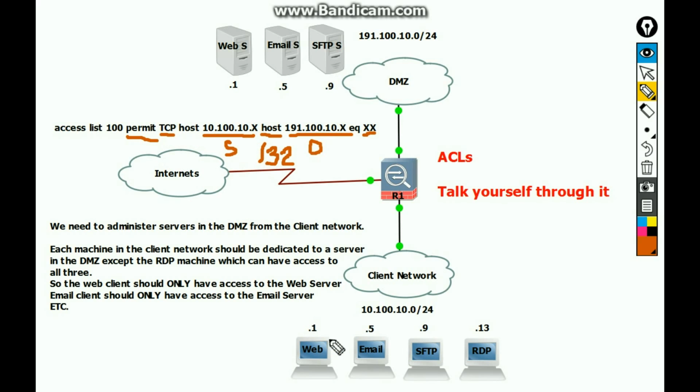All right, so let's say we were trying to give access to the web client to the web server. We would say access-list 100 permit tcp host 10.100.10.1. And then where is it explicitly going? Well, he's going to host 191.100.10.1. So then we would put a 1 right there. And then eq and the port number. So this is where the port number would come into play. All right? So let's configure this, and let's do this for all of these clients down here. So erase everything. Let's bring up R1.